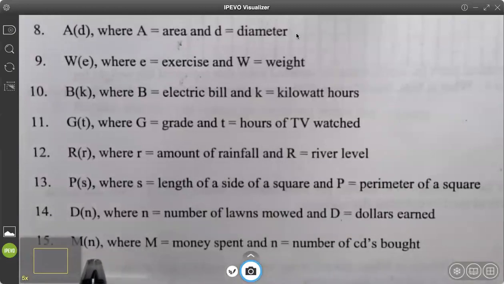If you'll notice, the independent variable always goes in parentheses in lowercase. The dependent variable always goes outside of parentheses, and it is uppercase. Money spent is a function of CDs bought, or money spent depends on CDs bought. CDs bought is independent, money spent is dependent.